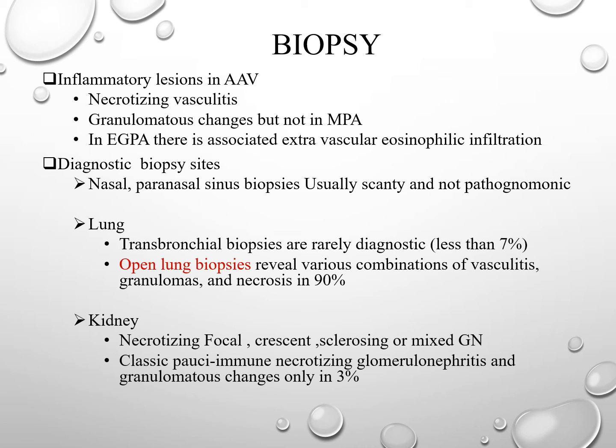Pauci-immune necrotizing glomerulonephritis is the characteristic finding in ANCA-vasculitis, and those patients may also show the same pattern of pauci-immune necrotizing glomerulonephritis in rare cases of infection and malignancy.